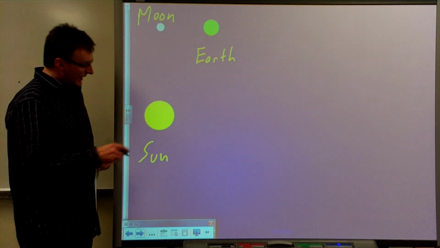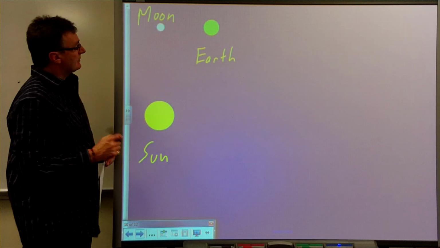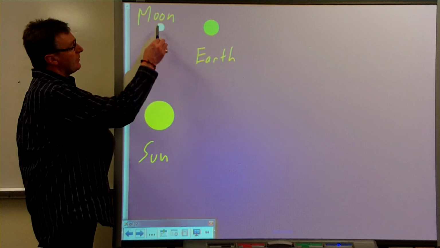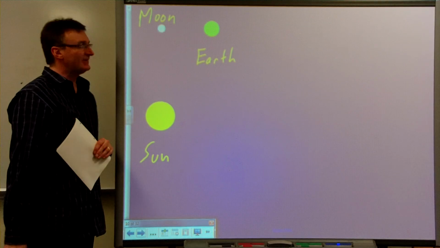So I have the objects redrawn here. You can see I tried to color coordinate it. I've got a yellow sun, I have a white moon, I have a green Earth, of course, a green Earth.